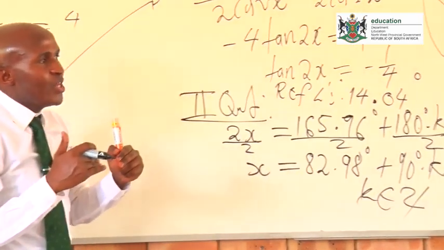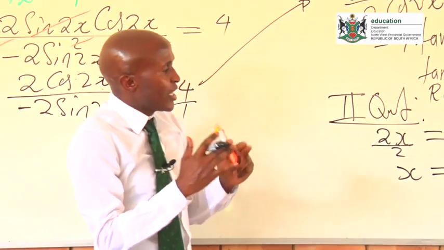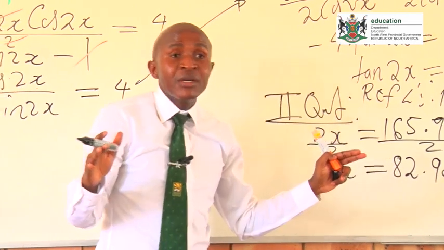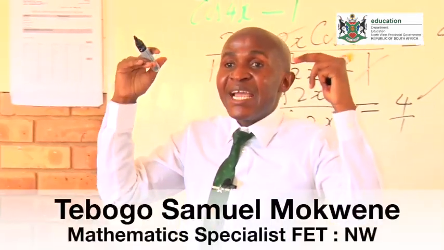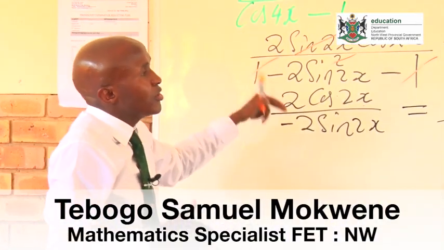So the lesson from here, boys and girls, is that you must know the general solution for all trig ratios and also the identities. Is there any question before we take a break?